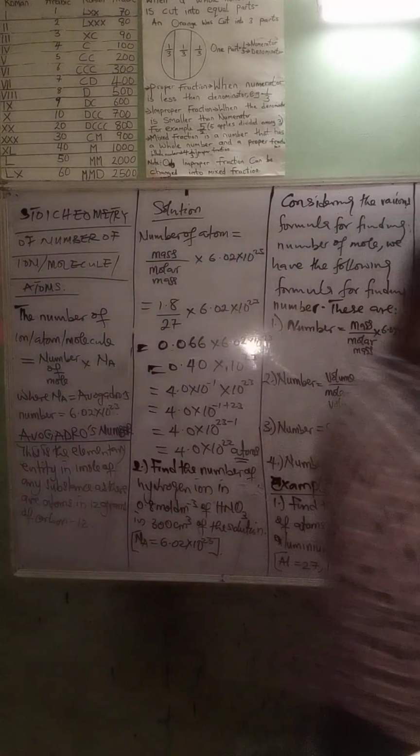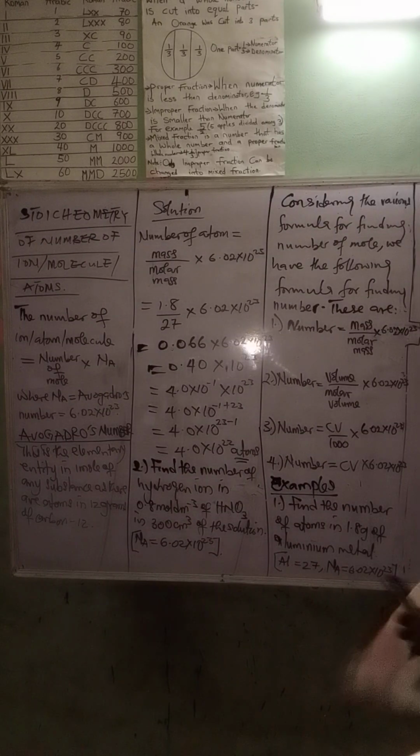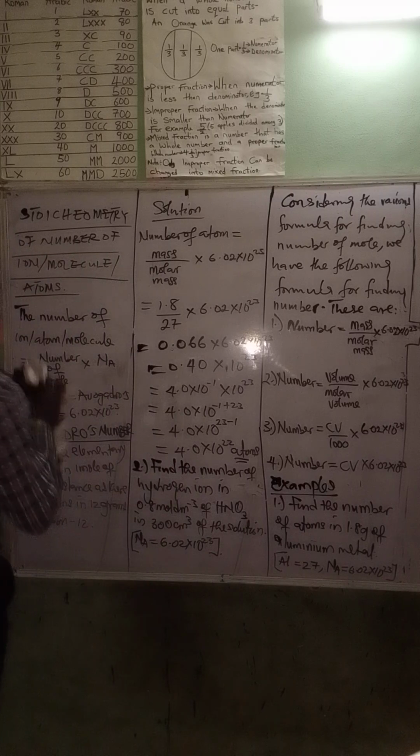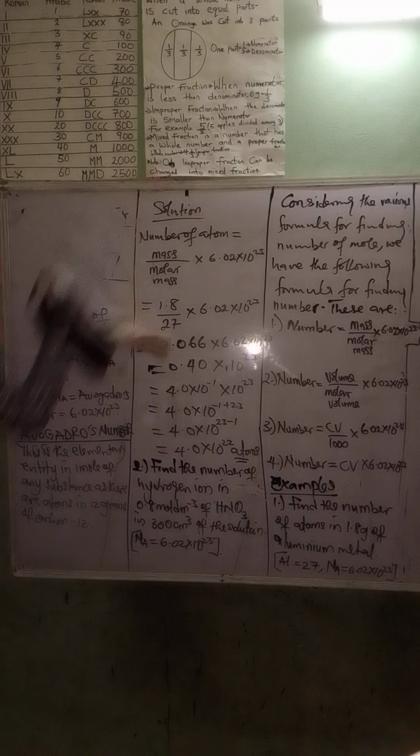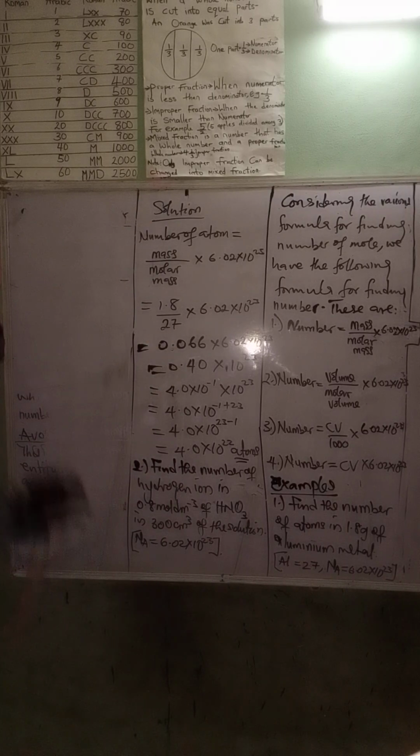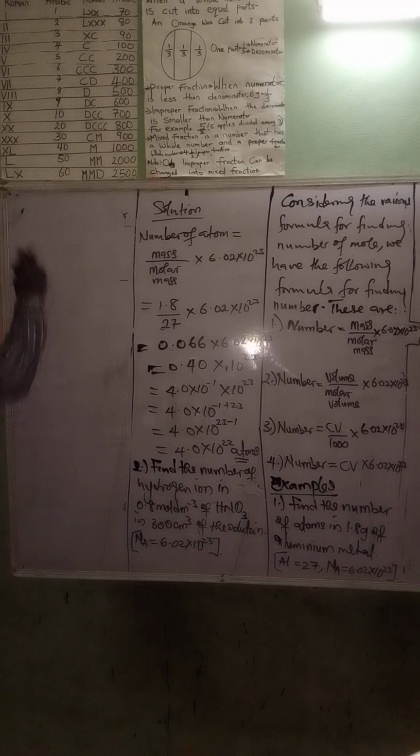Now that we have that, what do we do? The next thing to do is to write our formula. This one, our number of hydrogen ions.